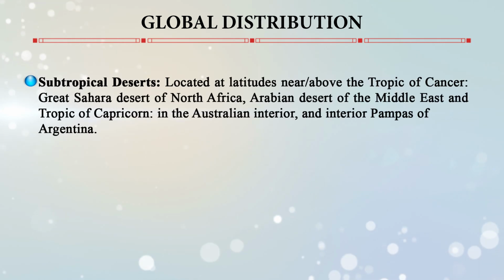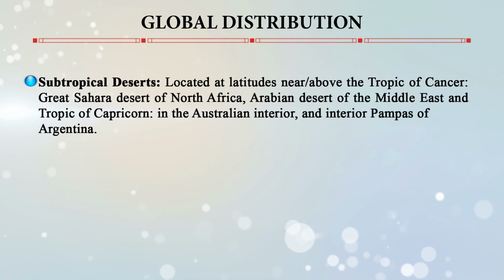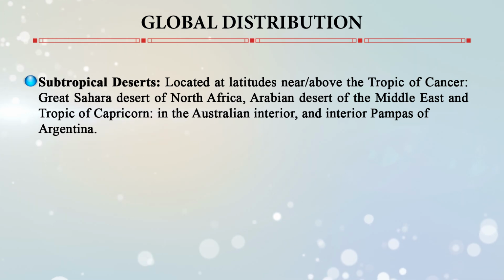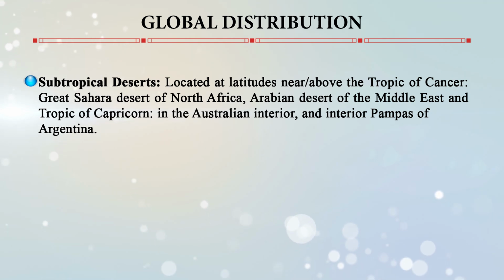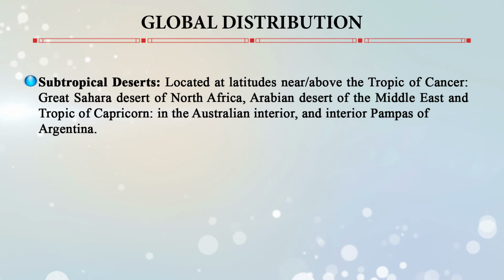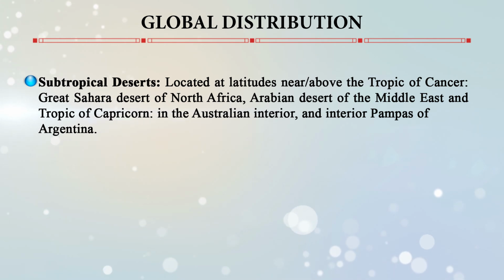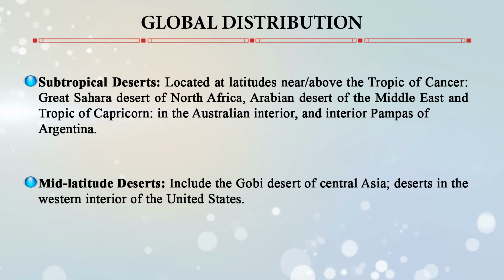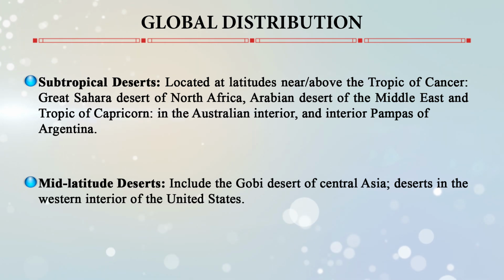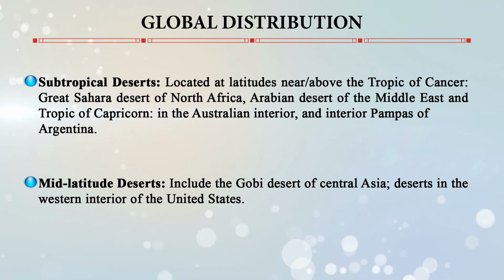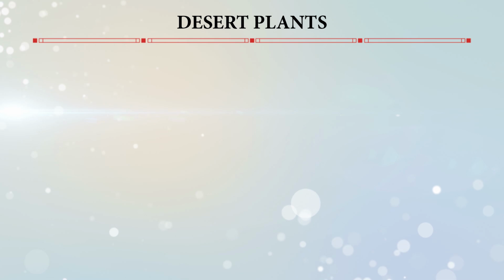Some more under this are the subtropical deserts, which are located at latitudes above or near the Tropic of Cancer, the Great Sahara Desert of North Africa, the Arabian Desert of the Middle East, and the Tropic of Capricorn, in the Australian interior and the interior pampas of Argentina. The mid-latitude deserts include the Gobi Desert of Central Asia and the deserts in the western interior of the United States. What are the characteristics of the desert plants?